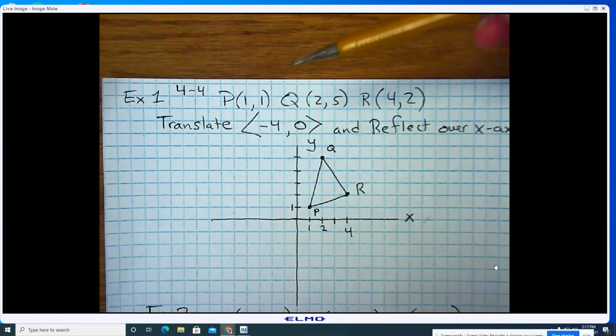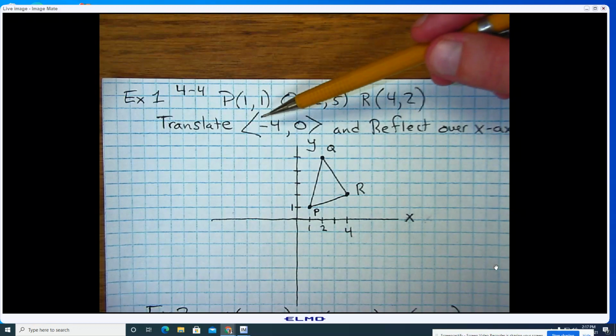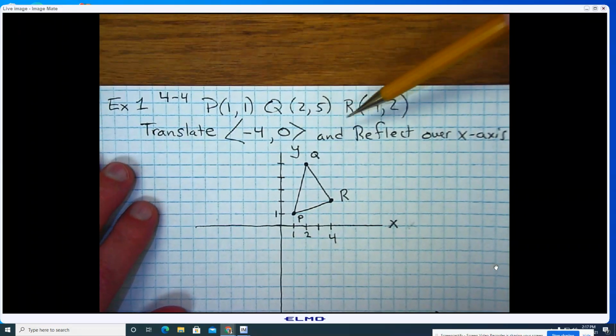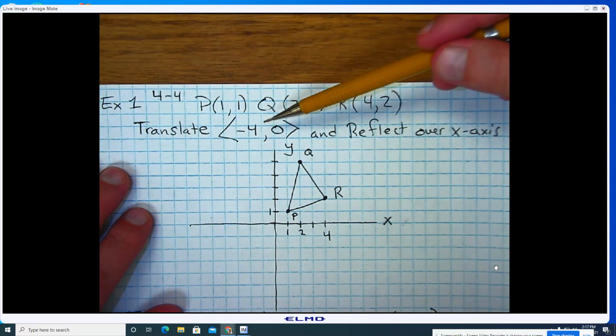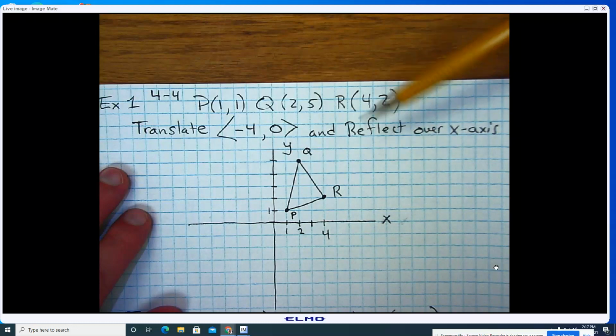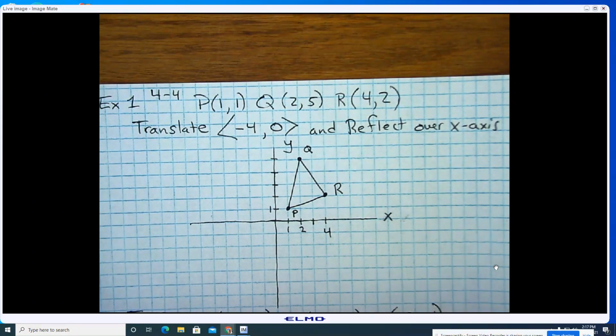We have two transformations. The first is to translate using this vector, and then the second is after we've translated, we reflect it over the x-axis. It's important also to note that we can do either of these in any order. We can reflect over the x-axis, then translate, and we'll land in the same spot. So let's go ahead and we'll do the patty paper first, and then we'll see how that lands with doing the math behind it.